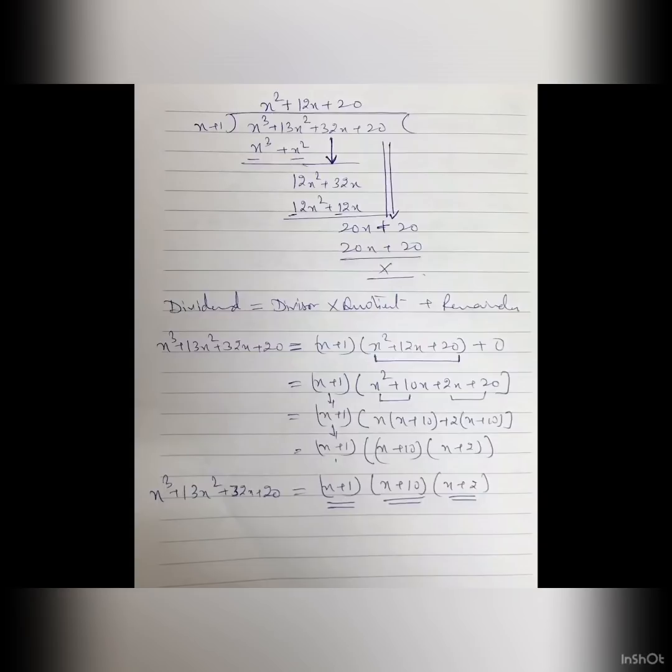So the linear factors for this quadratic polynomial are x plus 10 and x plus 2, and x plus 1 is already one of the factors. So px is equals to x plus 1, x plus 10 into x plus 2. So these are the three linear factors of given polynomial px.